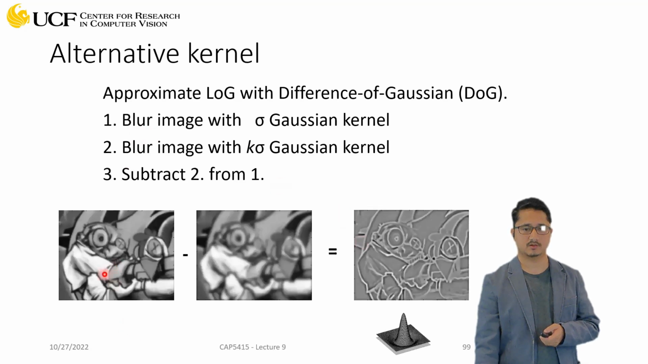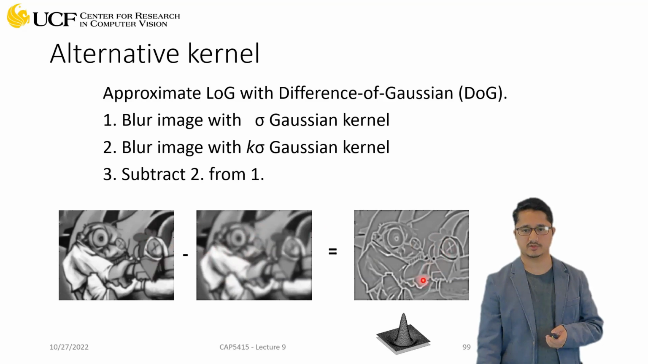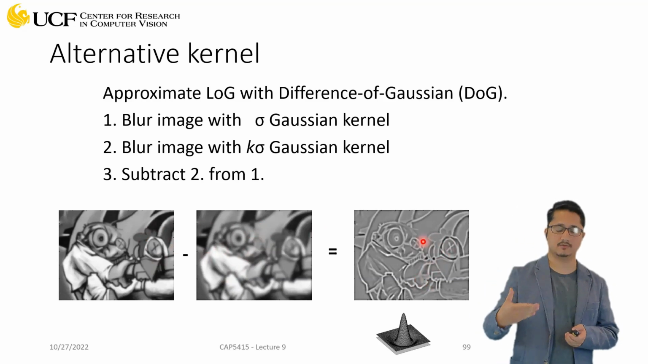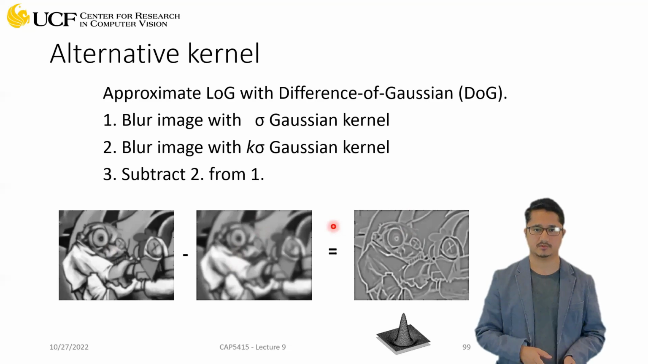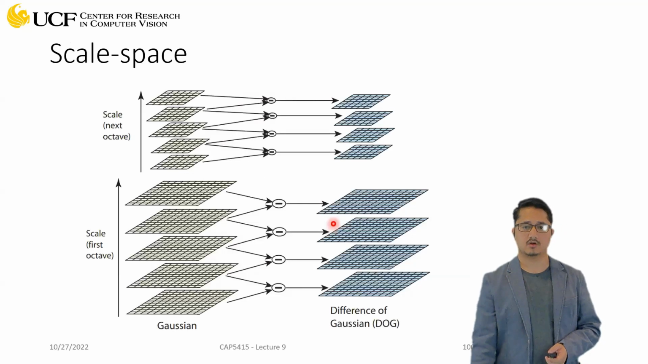So this is your image, and you have smoothened it using the first Gaussian kernel. And this is the second Gaussian kernel, which has a slightly bigger standard deviation. That's why it's blurry. You subtract these two, you get this image. And this is exactly what you will get if you smoothen your image using a Laplacian of Gaussian kernel. So that's a very, very interesting approximation. Now, how can you use that when computing features for SIFT?